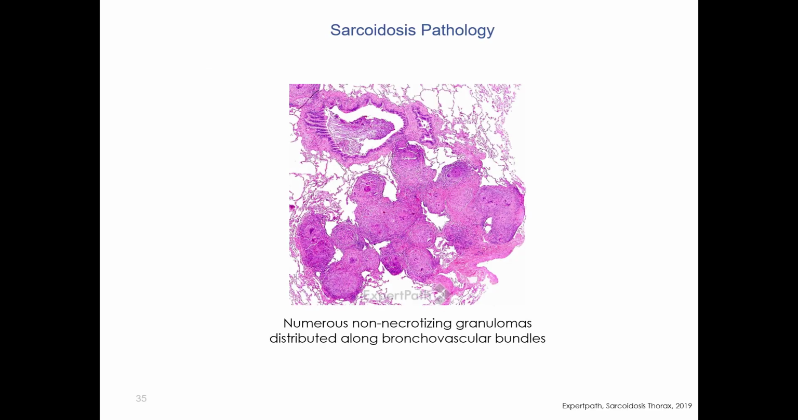Let's take a look at the pathology. Here I have a photograph demonstrating non-necrotizing granulomas distributed along the bronchovascular bundles. Here is the bronchiole, and here are numerous non-necrotizing granulomas.